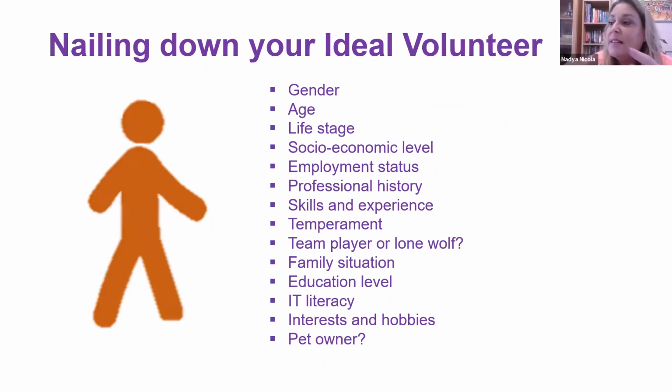Is it someone who necessarily needs to be very academic, or is it someone who you would rather have more practical, not necessarily academic, but very good with their hands? You need to know: are there people who care about animals? Are there people who care about children? I can't emphasize this strongly enough. You need to know who it is that you want, because until you know who you want, you won't know how to find them.